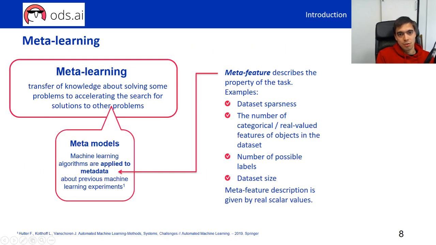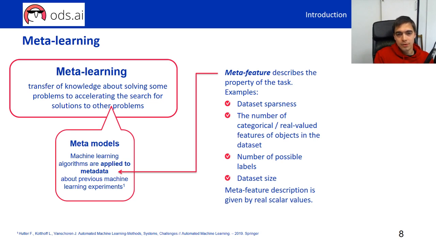Okay, then we turn to the definition of meta-learning. So broadly speaking, meta-learning refers to a set of approaches, methods, and techniques aimed at transferring knowledge about solving some problems to accelerate the search for solutions to other problems. In a narrow sense, meta-learning refers to the use of meta-models, an approach for solving the problem of choosing algorithms in which machine learning algorithms are applied to metadata about the previous machine learning experiments conducted.